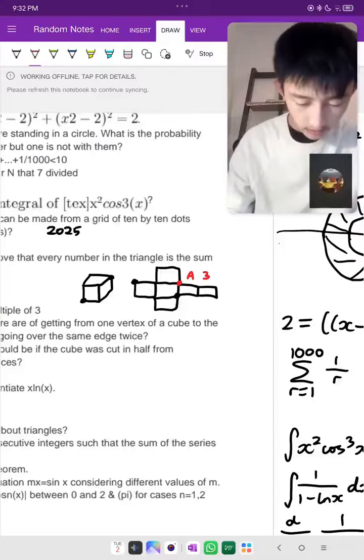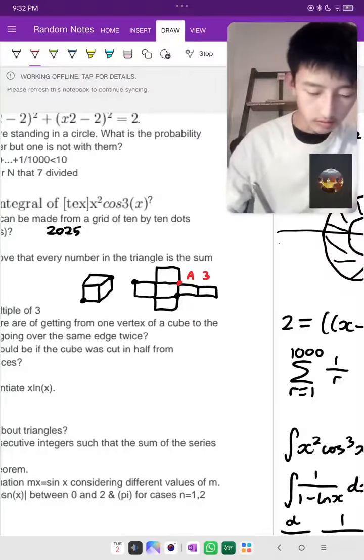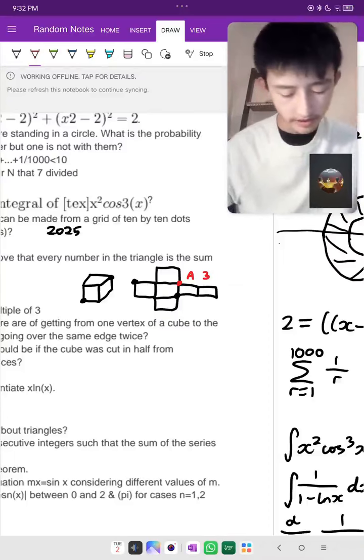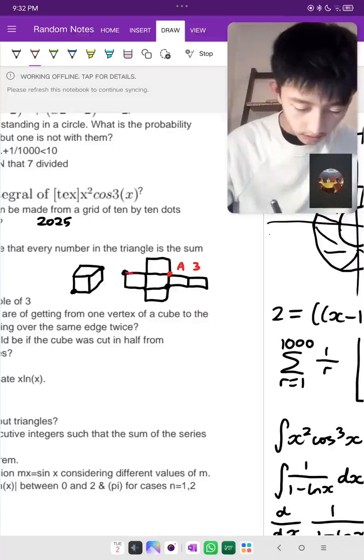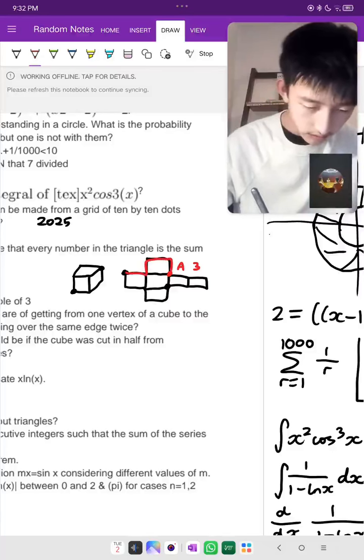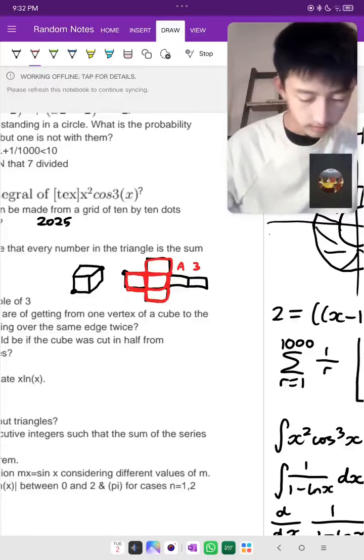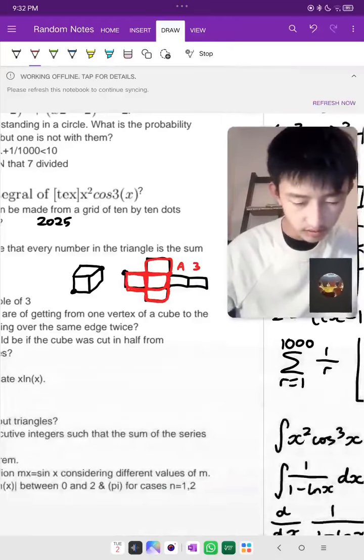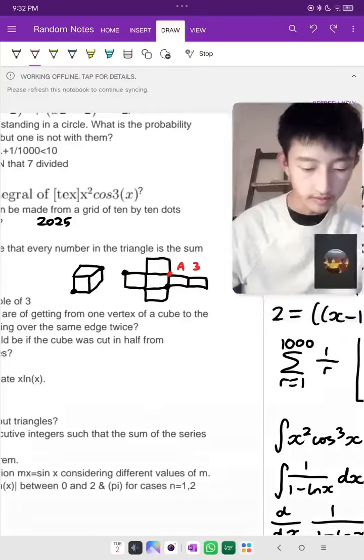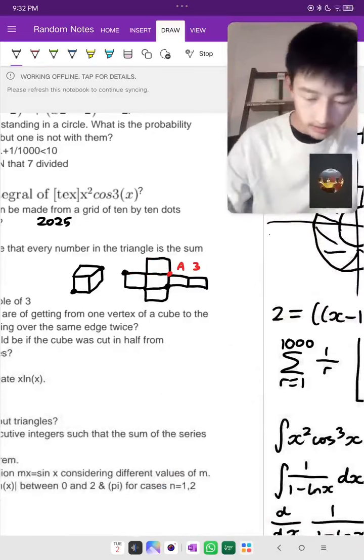Okay, so what I could do is count paths to A and multiply that by 3. So I could go 1, 2, 3, 4, 5, 6, 7. I think that's right. So I should have 7 paths to A, which gives me 21 to contribute.